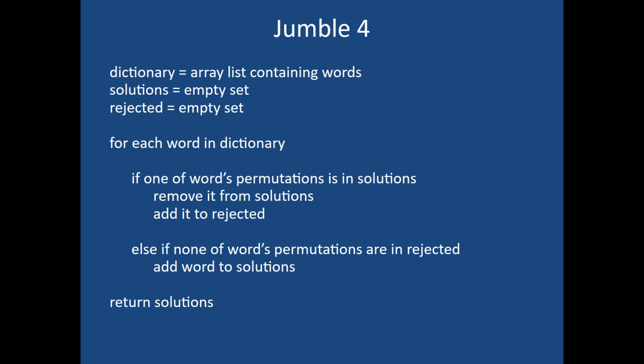The idea is that when we're done, we'll have a set containing all the words that we've accepted as our solution, and rejected will contain all the rest of the words. So the job of the algorithm is to put the words into one of those two sets. For each word in the dictionary, we look at all its permutations, and if one of them is in solutions, we remove it from solutions and add it to rejected. I'll come back to that in a second. Otherwise, if none of the word's permutations are in rejected, we add the word to solutions.